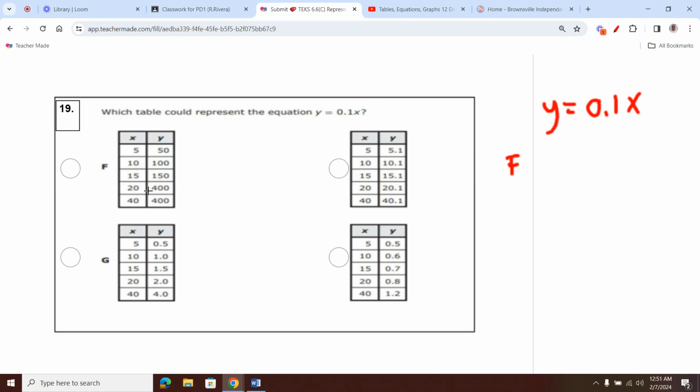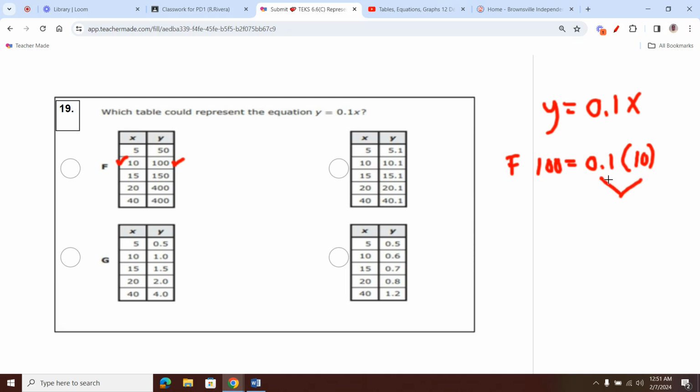You see the Y? You're going to change it to something. I recommend that you try to get one from the middle. So I'm going to get the 10 and the 100. That's something easy. Who's the Y? 100. Who's the X? 10. So 0.1 times 10.